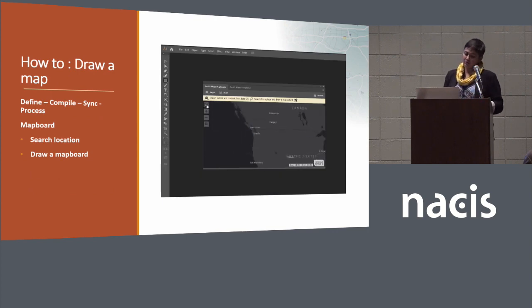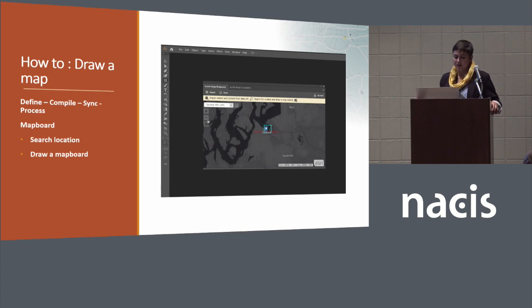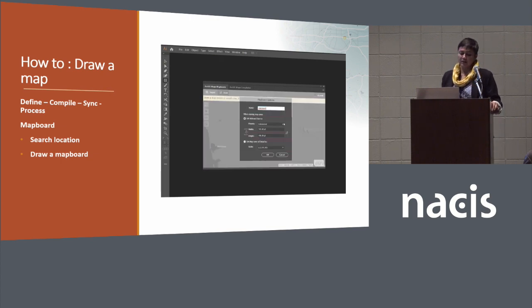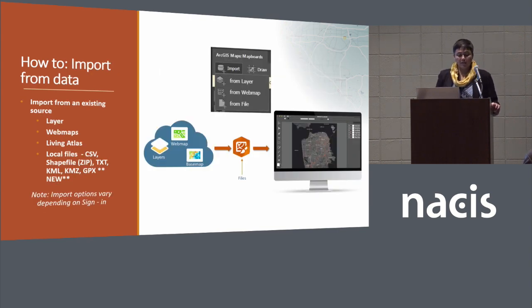Once you work with it, the process for creating a map is pretty straightforward. You define a mapping area, and this is an example where I'm using one of the panels, the map board panel, to draw a map around an area. I can also set the map size based on existing presets. Another method to define your mapping area is by importing from an existing data set.